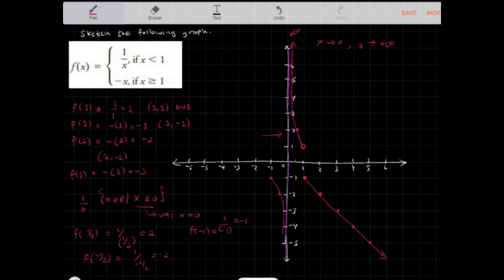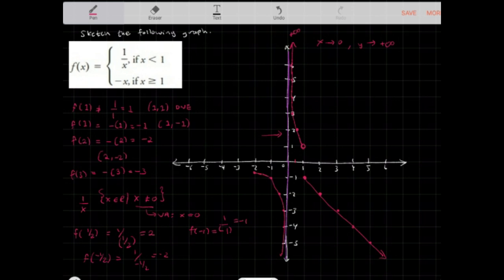So you notice here that you can also approach the vertical asymptote from this side as well. Right, so it's going to keep going like that. And we can understand how this would work, right? Okay, so the graph will look like this.